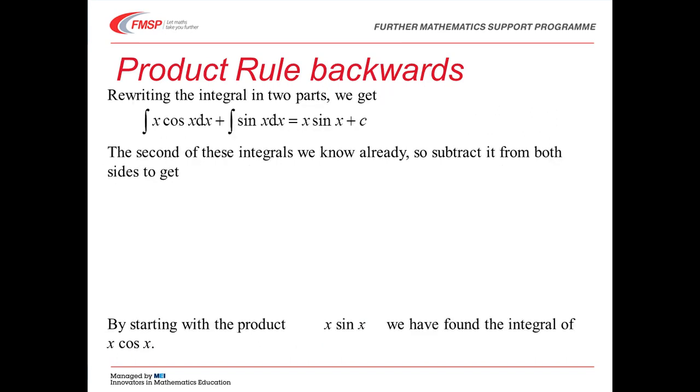I can rewrite that integral in two parts, and the second part is an integral I can already do. So I've now got an expression for the integral of x cos x dx. Subtracting the integral of sine x dx from both sides, so starting with a product x sine x, I've got an expression for the integral of x cos x. Note that I don't need to put the plus c in on the right hand side anymore because I've got an integral sign there, so the plus c will be absorbed into the plus c from that one.